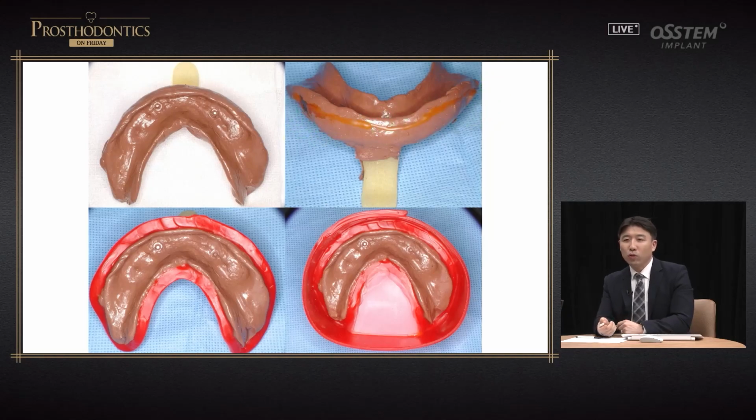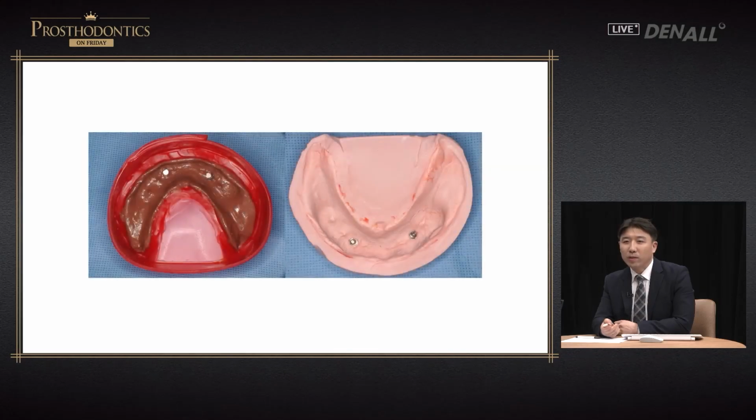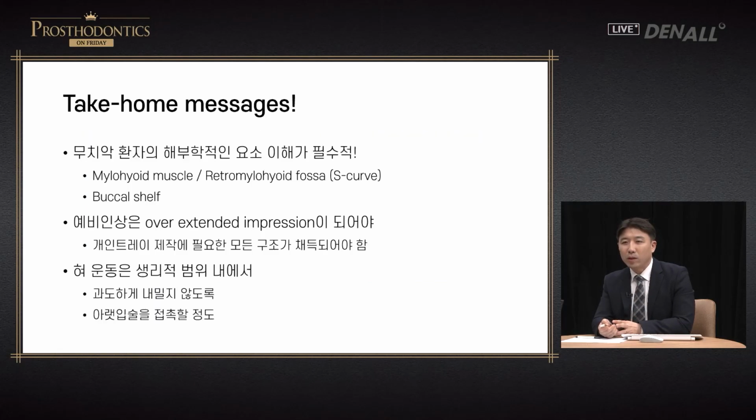This is a part of the lab process. When you send it to the lab, you need to make sure that the border form is maintained. The model is finished, and now we move on to the next stage. The record base and wax rim are made, and VD is measured. Jaw relations are checked. Specific processes follow.